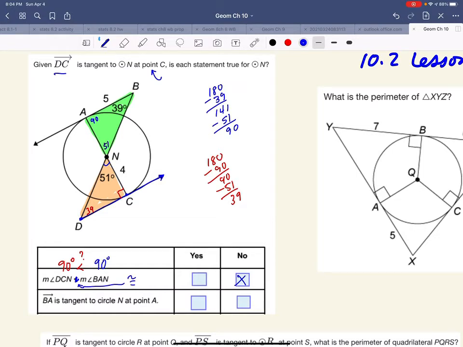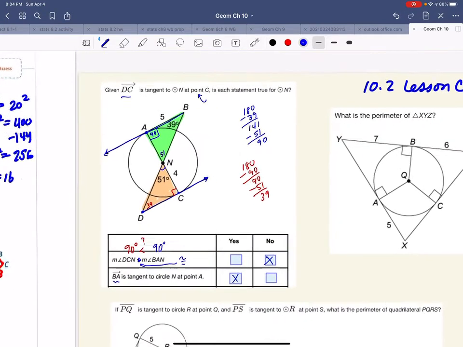Now the next one says, is BAN tangent at A? So they're asking, is this line tangent? Well, this is actually the converse of the theorem. Our converse theorem said if this is a right angle, then this has to be tangent. So we're going to say yes, and that should match our answer. A no and a yes.